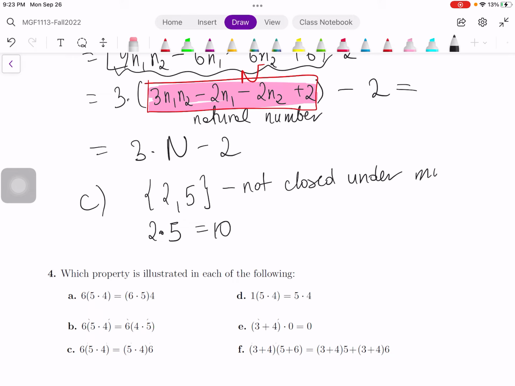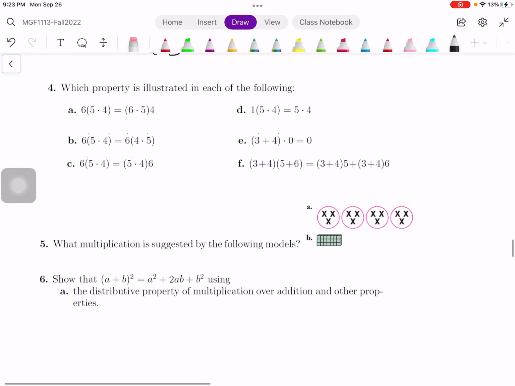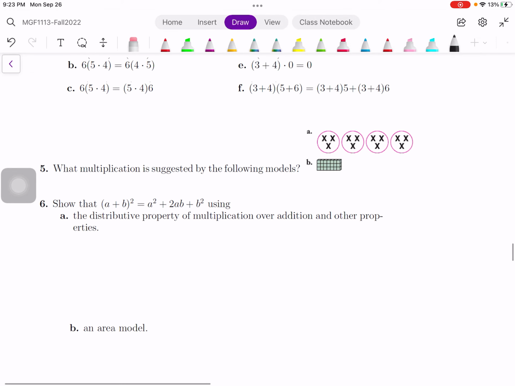under multiplication. So basically what it means to be closed, remember, is that when you multiply any two elements from this set, the result has to be in the set as well. And 2 times 5 is 10, and 10 is not part of this set. This set contains only two numbers, 2 and 5. So not closed under multiplication.